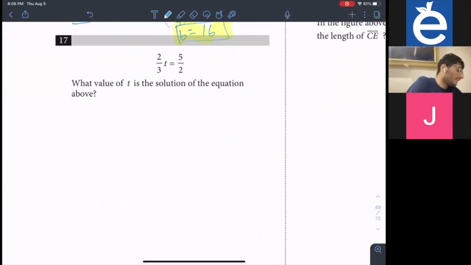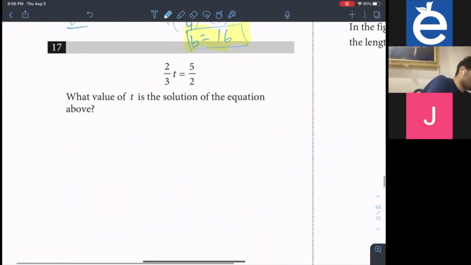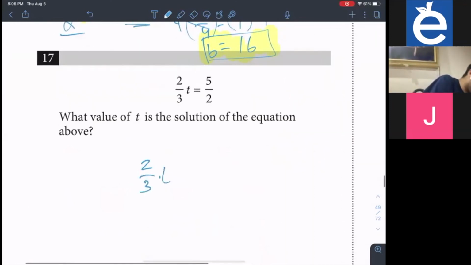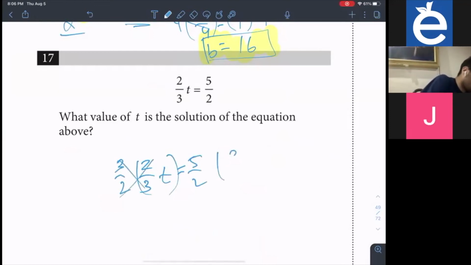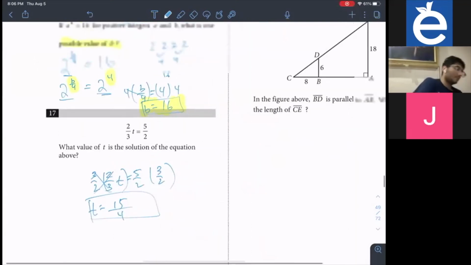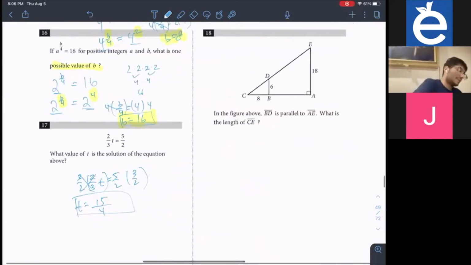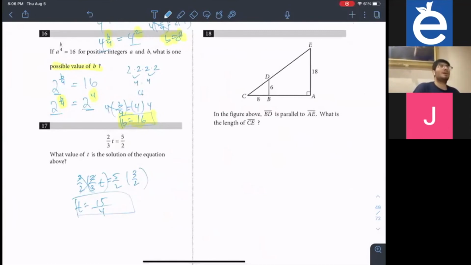17. What value of t is the solution of the equation above? So they basically gave us 2/3 t is equal to 5/2. To get t by itself, you just multiply by the reciprocal, 3/2. The t gets left by itself. 5 times 3 is 15, and then 2 times 2 is 4, and that is our t. That was a simple and easy problem, so you should make sure to not make any silly mistakes because you want to get those points.